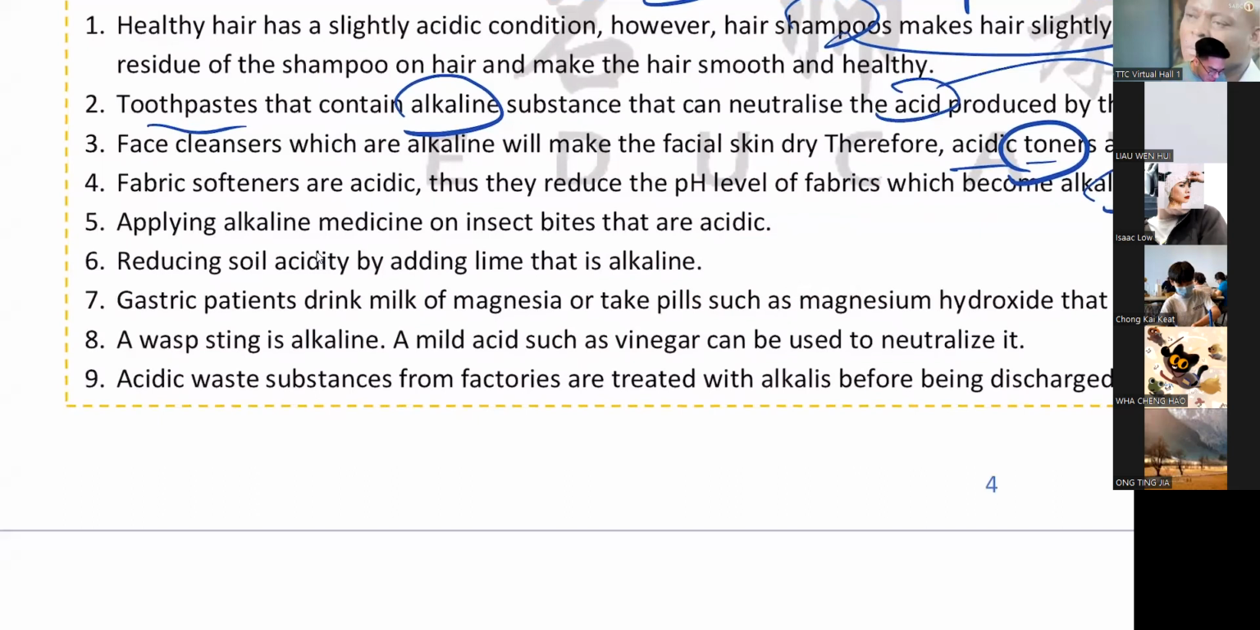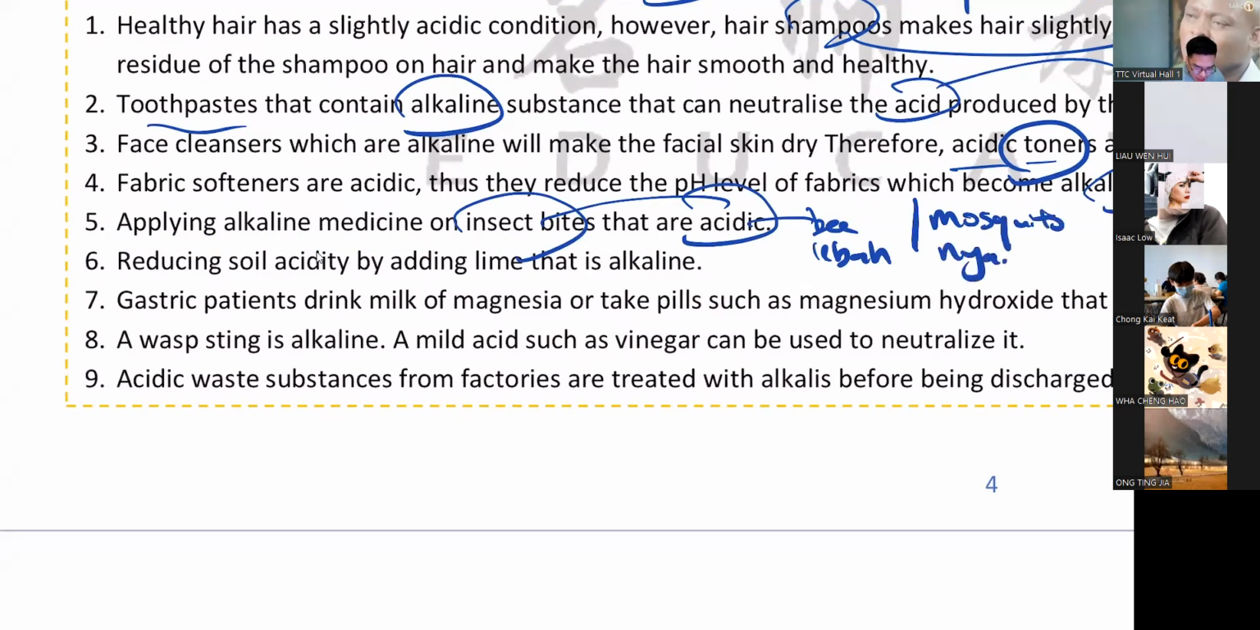Anyway, so next, applying alkaline medicine on insect bites that are acidic. What insect bites are acidic though? You have your bees, as in lebah, and you have your mosquito, like nyamuk. So next time you are bitten by a mosquito, the thing is acidic, so you put some alkaline thing on it. Yes, tiger balm, or you can just put soap on it. You get bitten by a mosquito, you put some soap on it, then it will be fine, because it neutralizes.